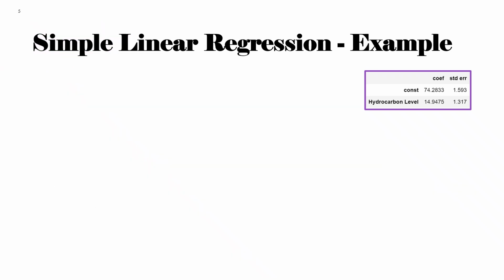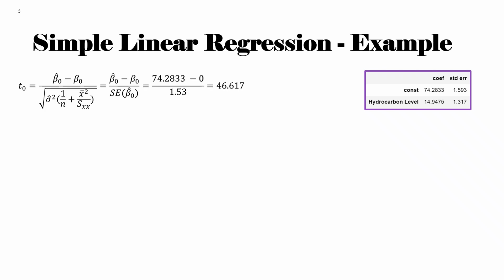We can compute the t-test statistics for both the intercept and the slope directly from the reported regression output, using only the estimated coefficients and their corresponding standard errors. For beta 0, we subtract the hypothesized value of 0 from beta 0 hat and divide the result by its standard error. This gives the t-test statistic for the intercept, which is 46.617. Similarly, for beta 1, we subtract the hypothesized value of 0 from beta 1 hat and divide by its standard error, yielding the t-test statistic for the slope, which is 11.35.